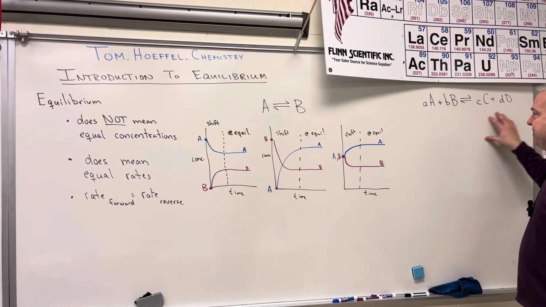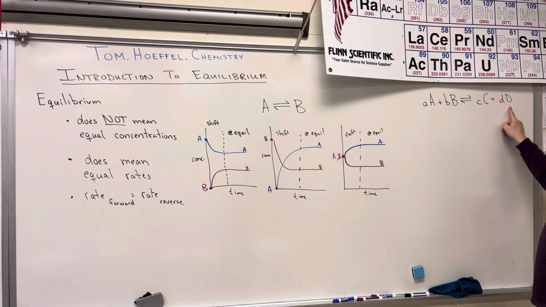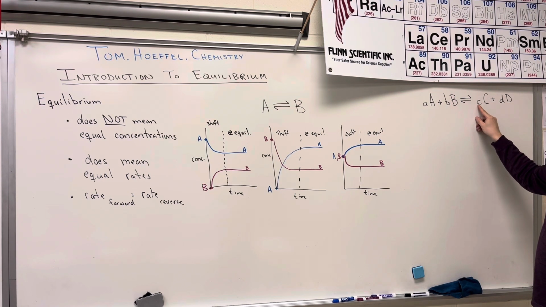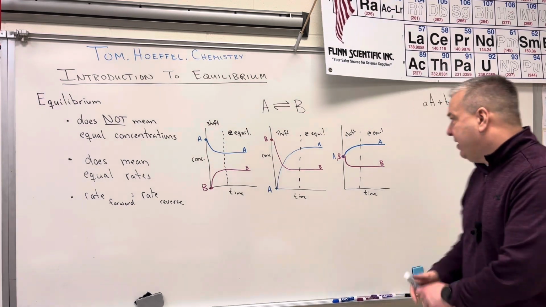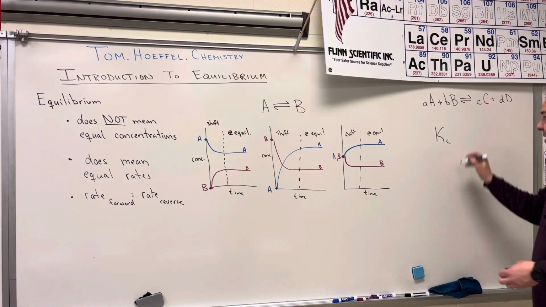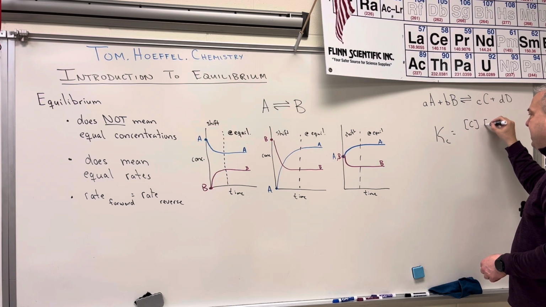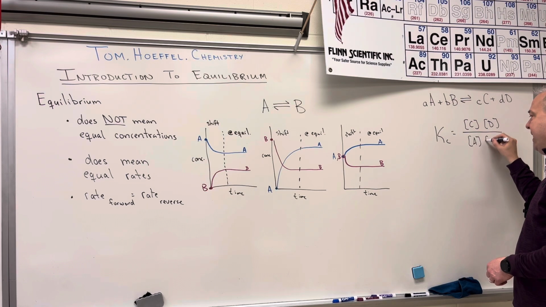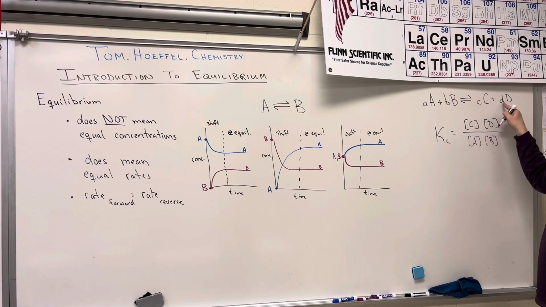So I have this generic equation over here, which is aA plus bB yields cC plus dD, where the lowercase letters are the coefficients of the balanced chemical equation. So to find the equilibrium constant, it ends up being the products, C and D, over the reactants, A and B, where the coefficients, which are the lowercase letters, are the exponents.